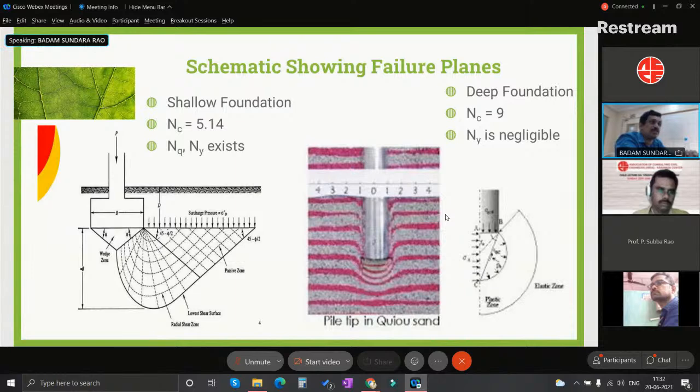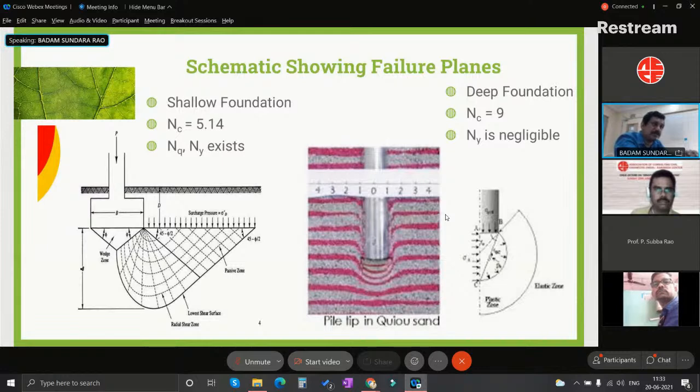There are various bearing capacity theories available in history, from Rankine and Prandtl to modern day Terzaghi, Meyerhof, and Brinch Hansen. We have Skempton's equations as well. All these equations are refinements one over the other.